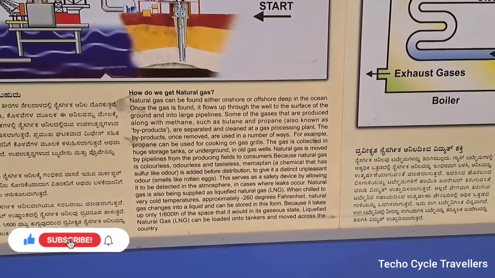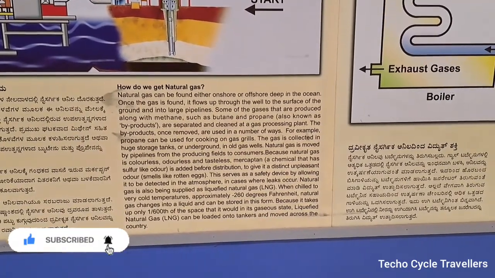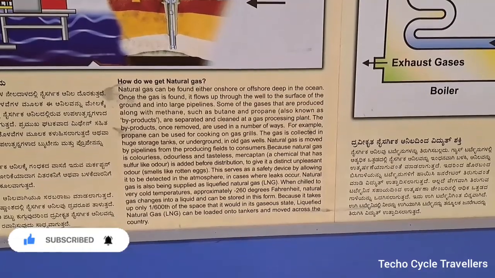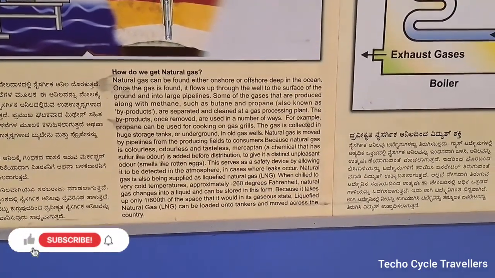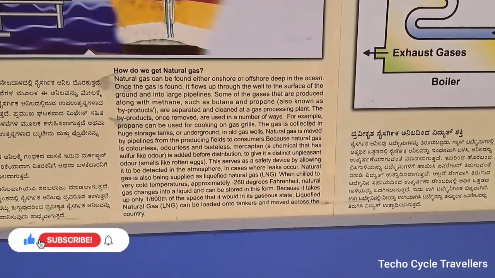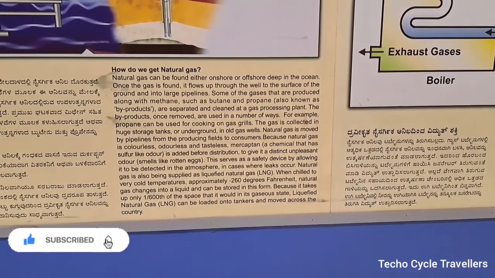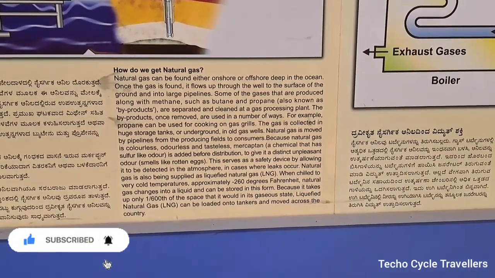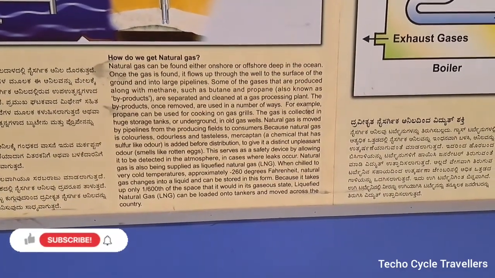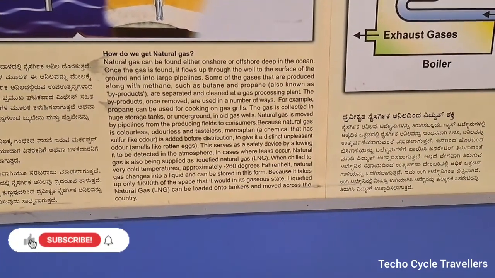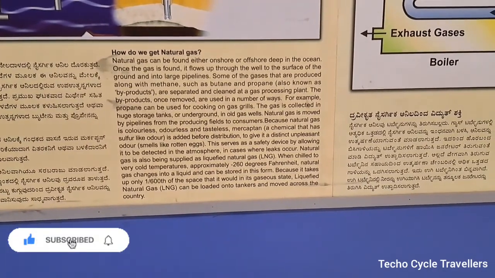Once the gas is found, it flows up through the well to the surface of the ground and into large pipelines. Some of the gases that are produced along with methane, such as butane and propane, also known as byproducts, are separated and cleaned at a gas processing plant. The byproducts, once removed, are used in a number of ways. For example, propane can be used for cooking on gas grills. The gas is collected in huge storage tanks underground in old gas wells.